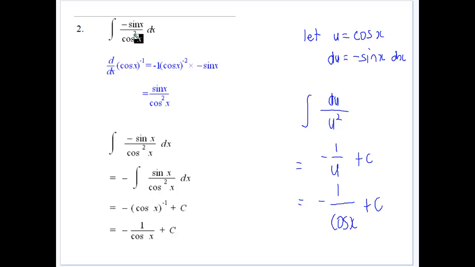This one, minus sine of x on cos squared of x. Again, if I consider the derivative of cos x to the power of minus 1, we can see that gives us sine of x over cos squared x. And we've got minus there. So again, just put the minus out the front. And now we know the integral of that one would go back to cosine of x to the power of minus 1, or minus 1 on cos of x, so the minus 1 out the front. Again, you can see how I've done it with substitution. If you're happy with the substitution, then by all means, go for it and do that substitution.